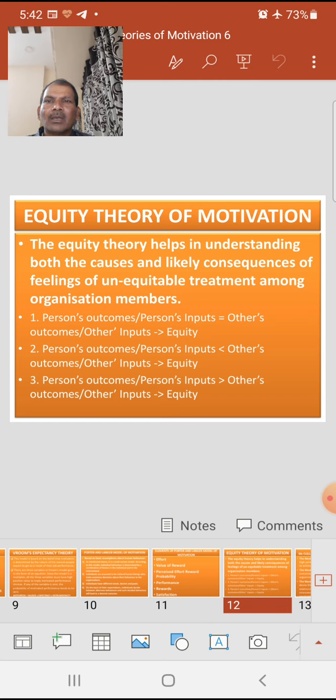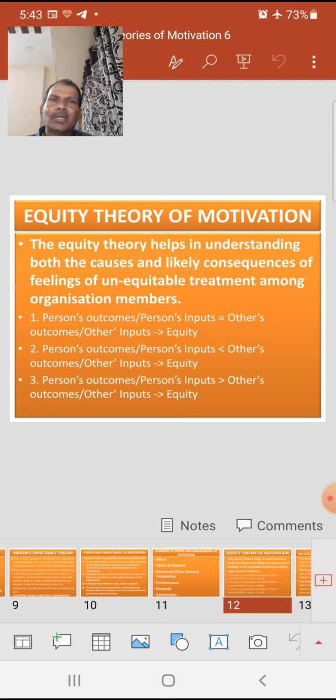Person's outcome by person's input greater than other's outcome by other's input also leads to inequity. This is what we call equity theory. A feeling of equity results when an individual perceives the ratios as equal. This happens in a work environment where a person feels that he and his co-workers are paid the same amount for their relevant inputs.